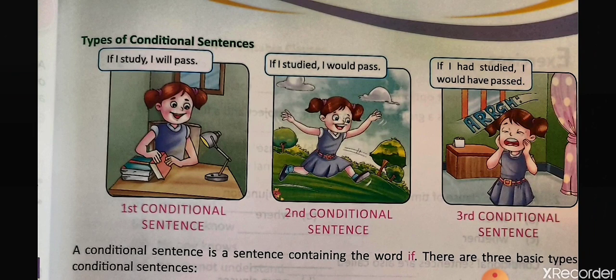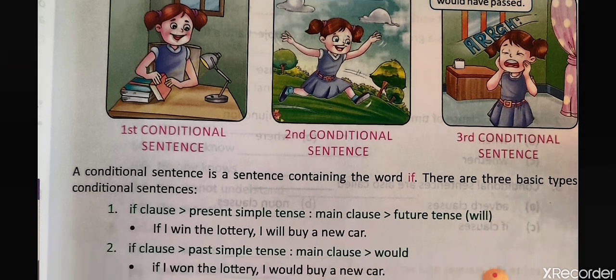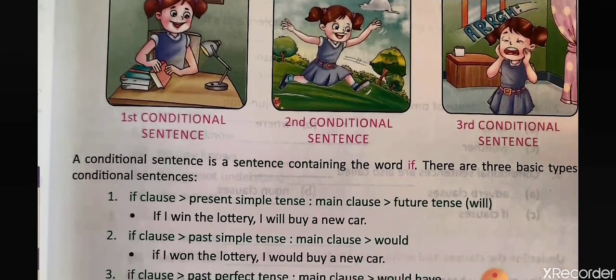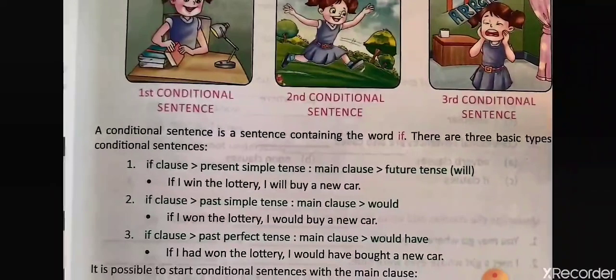Next, if I studied, I would pass. If I had studied, I would have passed. These are the three conditional statements according to the tenses. Coming on to the next one, a conditional sentence is a sentence containing the word if. There are three basic types of conditional statement.